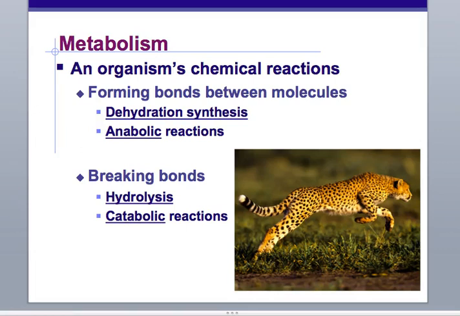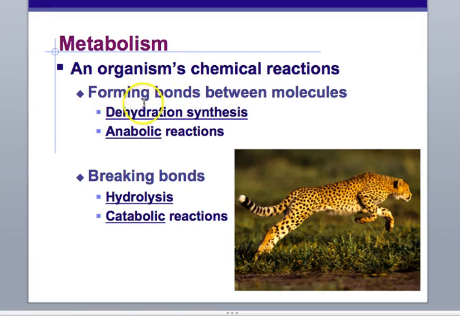Metabolism is the sum of all chemical reactions in an organism. You've probably heard the word metabolism before. If someone has, like we all say, a quick metabolism, you're talking about somebody who can eat whatever they want and they never seem to gain weight. Well, we all have metabolism. We all have a kind of metabolism, and it has a very certain rate to it.